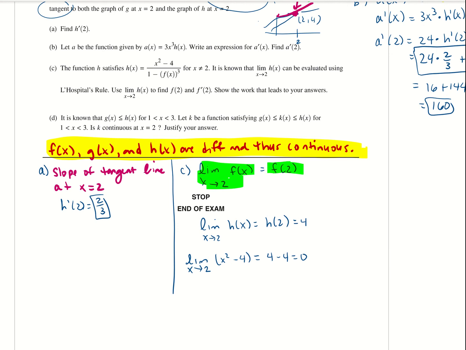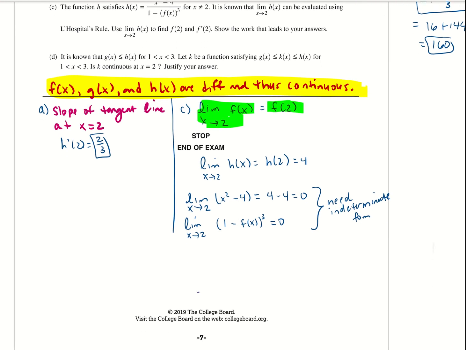Now, since they told me that the limit of this whole expression for h will be used during L'Hopital's rule, I need to get it in indeterminate form. And since I need an indeterminate form, what I would then know is that the limit as x approaches 2 of the denominator, which is 1 minus f of x, quantity cubed, must also equal 0, because I need an indeterminate form in order to make this eligible for L'Hopital's rule.